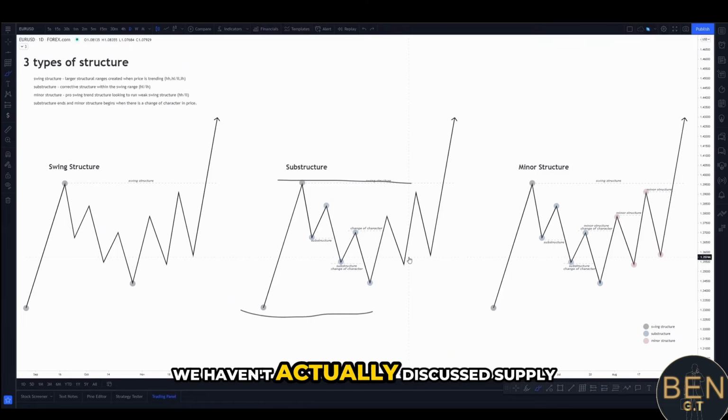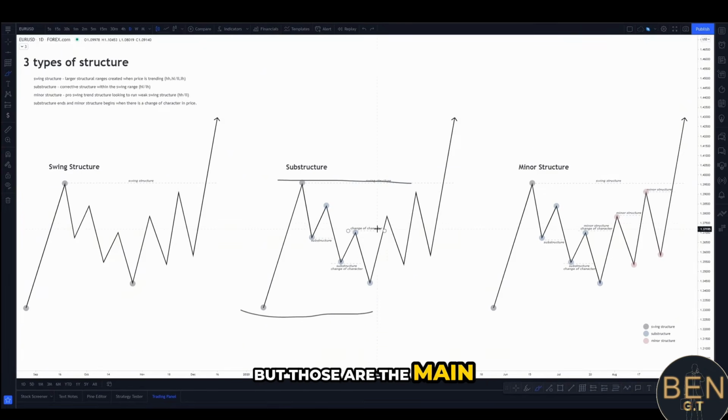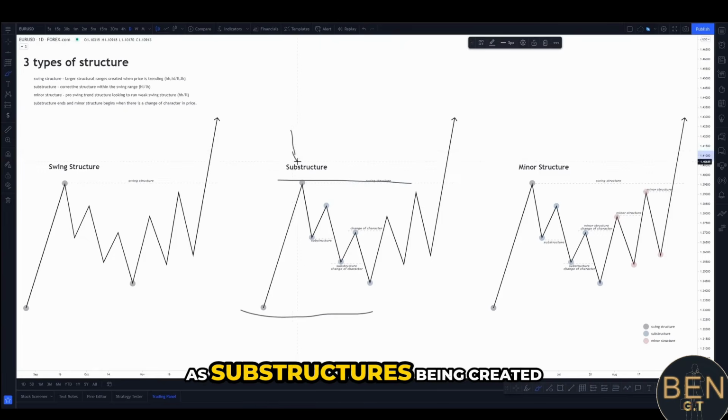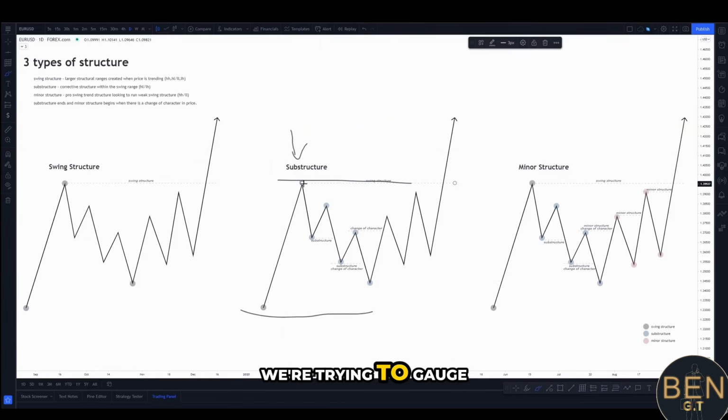Of course, we haven't actually discussed supply and demand zone flips or liquidity concepts as of yet, so don't stress too much about that. We will be getting into that in future videos, but those are the main things we would be looking for as substructures are being created. We're trying to gauge the impulsive leg of the swing structure to figure out where price is likely to react off of, to put in that higher low and then continue to the upside if the trend is to remain bullish and put in a new higher high.